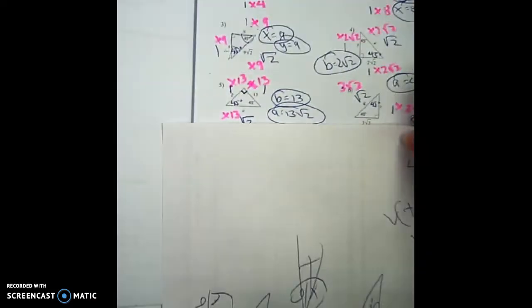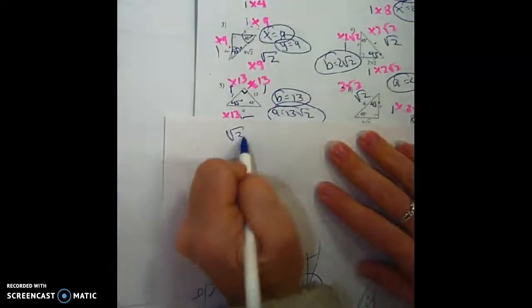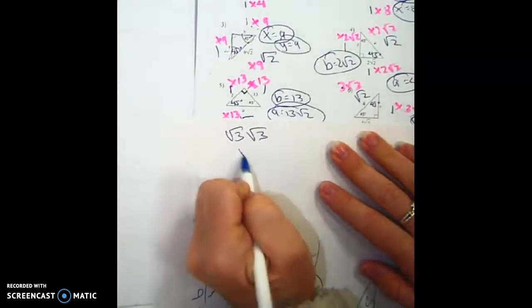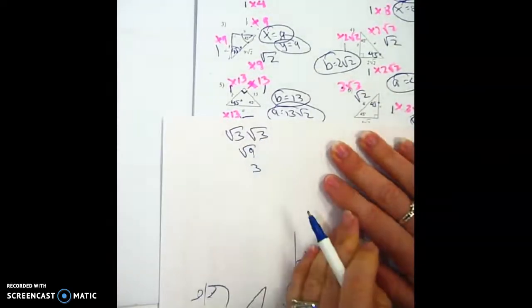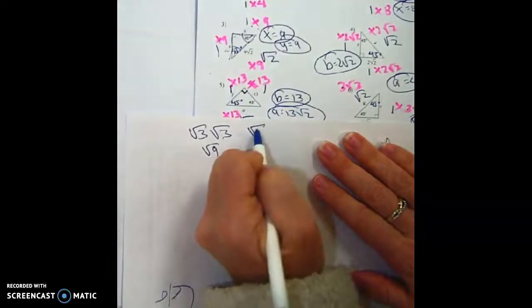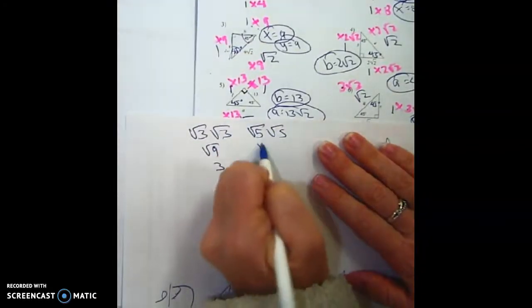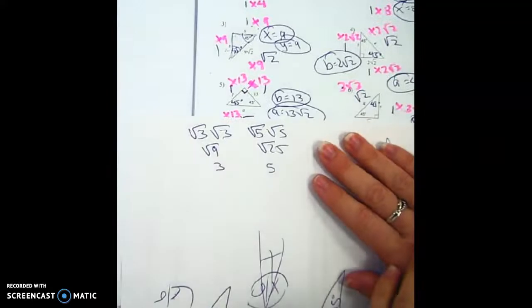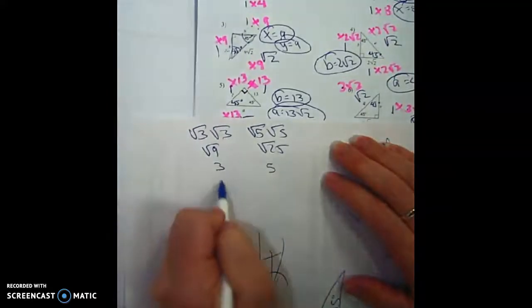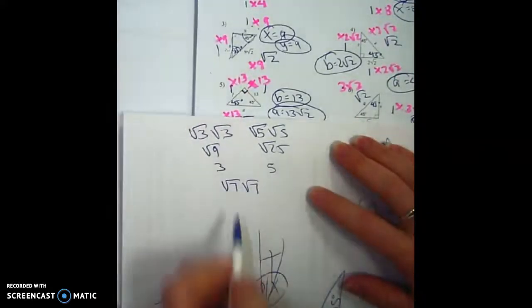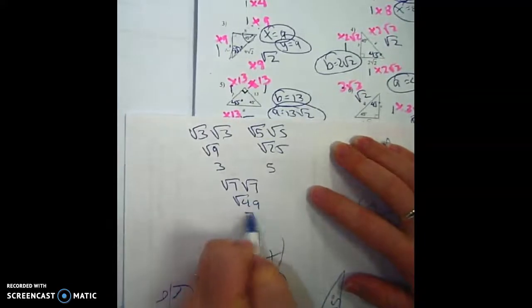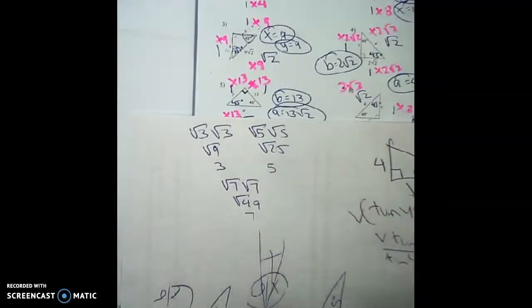Okay? So, if I have the square root of 3 times the square root of 3, that's the square root of 9, which is 3. If I have the square root of 5 times the square root of 5, that's the square root of 25, that is 5. If I have the square root of 7 times the square root of 7, that's the square root of 49, which is 7. Do any of you guys notice something?